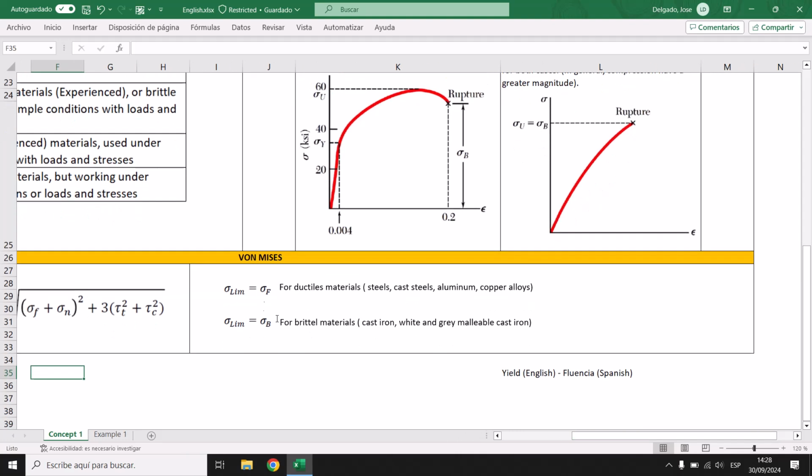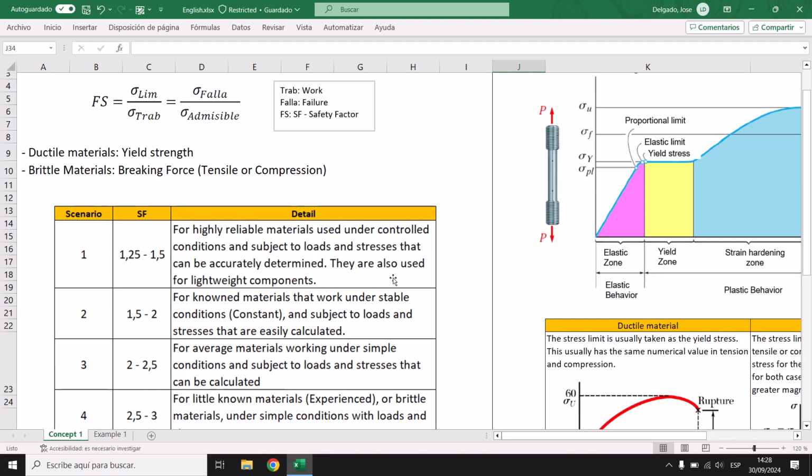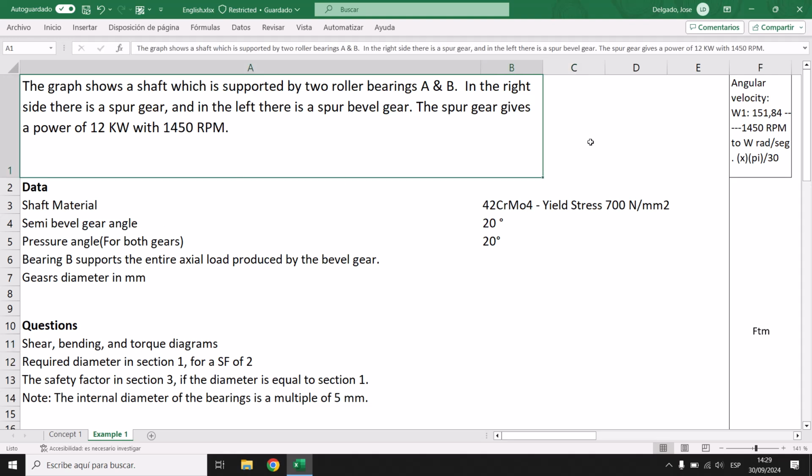Okay, now this is for you. The limit stress for ductile materials, as you can see, we are gonna use the yield stress. And the limit stress for brittle materials is the ultimate or broken stress. So that's for you. Okay, remember this. So now with this concept, this review, we can start with our problem.